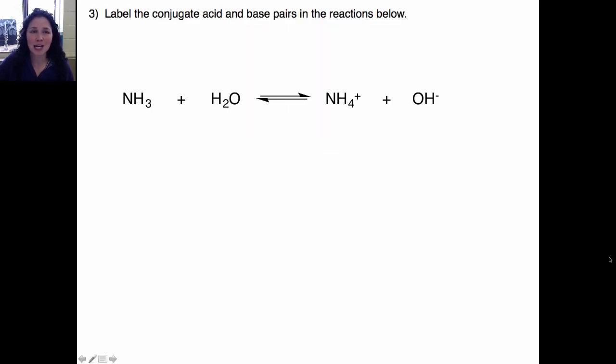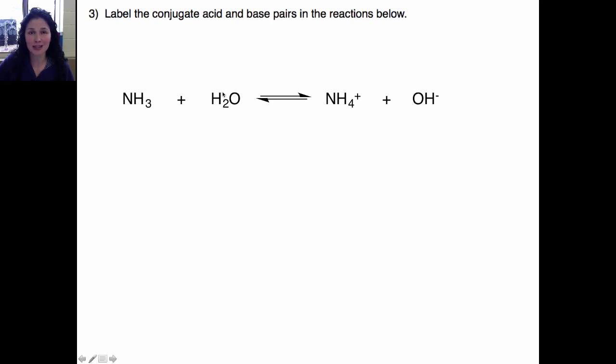Let's try the example in number 3. This is asking you to label the conjugate acid and base pairs in the reaction. Let's look at what's happening here. Let's first label these things as acids and bases. Notice that ammonia is gaining a proton and going to NH4+. It's also getting more positive. If ammonia is gaining a proton, it must be the base. And the proton must be coming from the other reactant, water. So water must be losing a proton and water must be the acid in this reaction.